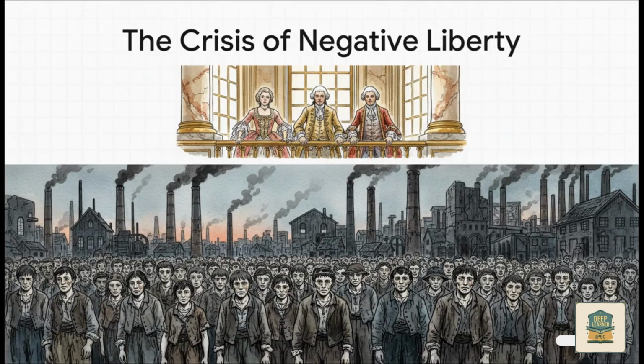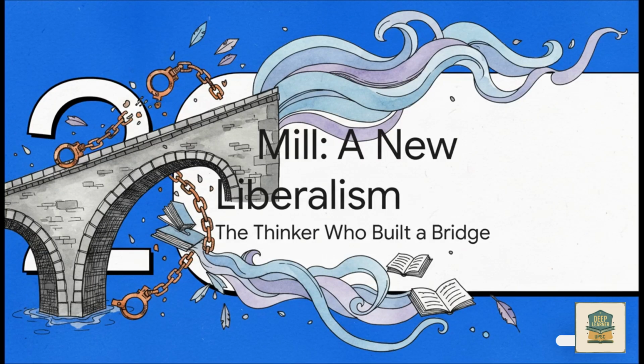But here's the thing. In the real world, this freedom was a total catastrophe for the working class. It created a society with massive inequality, where really only the wealthy were free. And people were starting to call it out. Authors like Charles Dickens and John Ruskin were writing these powerful stories exposing the grim reality of it all. And this is where our main guy, John Stuart Mill, steps onto the scene.